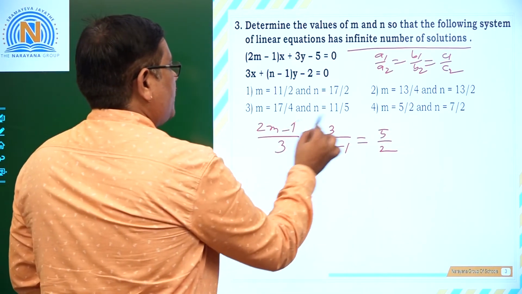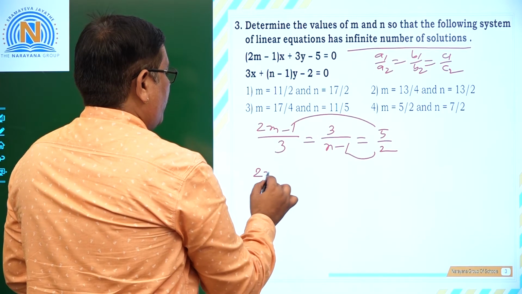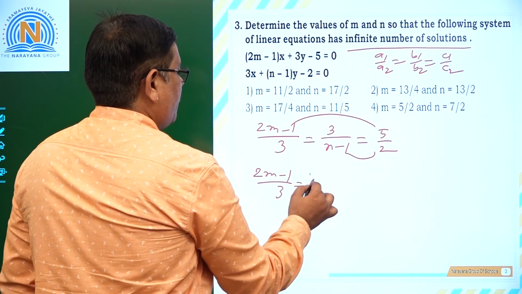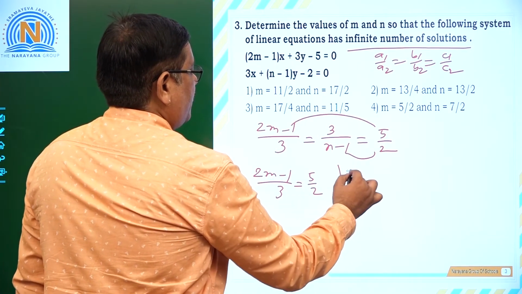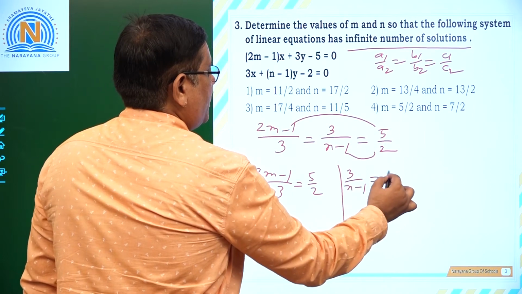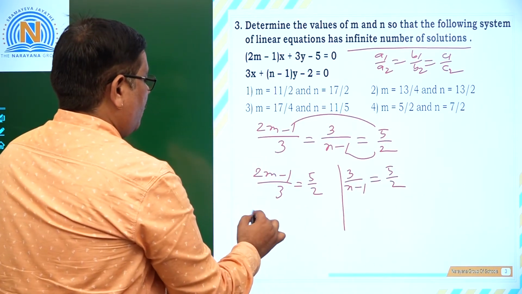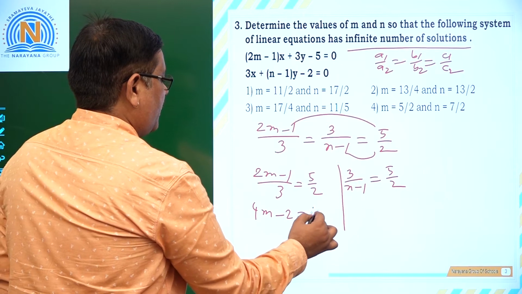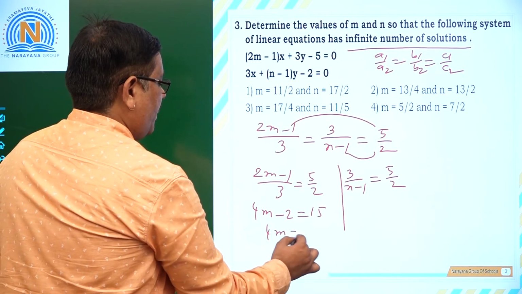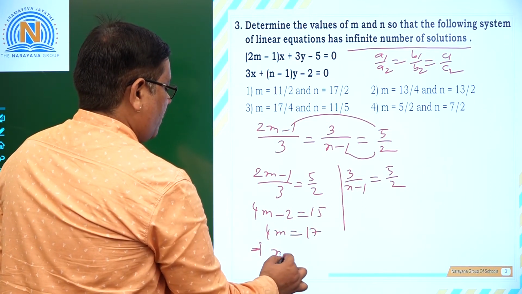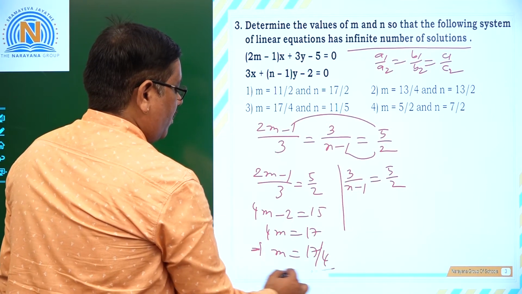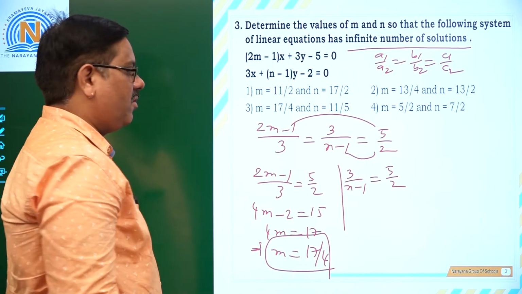Okay, so let us make these two equal and these two equal. So (2m minus 1) by 3 is equal to 5 by 2. Next, 3 by (n minus 1) is equal to 5 by 2. Simplify now. 4m minus 2, that is 15. So 4m is 17. So m is equal to how much now? 17 by 4. So the value of m is 17 by 4 for us.